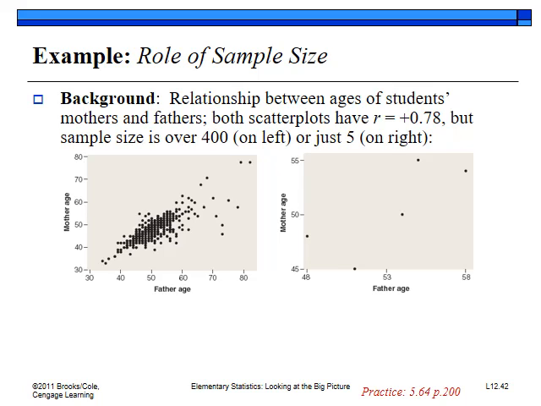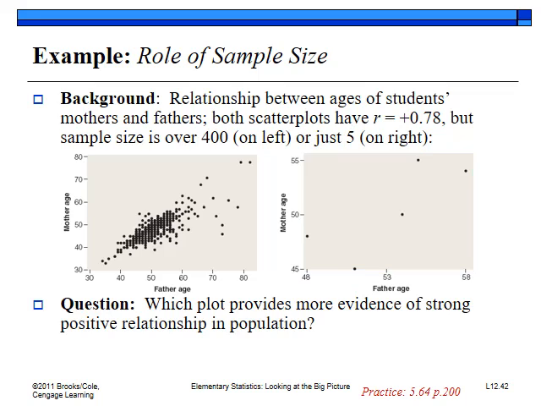Here we see scatter plots to display the relationship between ages of students' mothers and fathers. Now it happens that both scatter plots have the same correlation coefficient, 0.78. On the left, the sample size is over 400. On the right, the sample size is 5. Which of these provides more evidence of a strong positive relationship in the population? Well, it's the one on the left, that larger N.